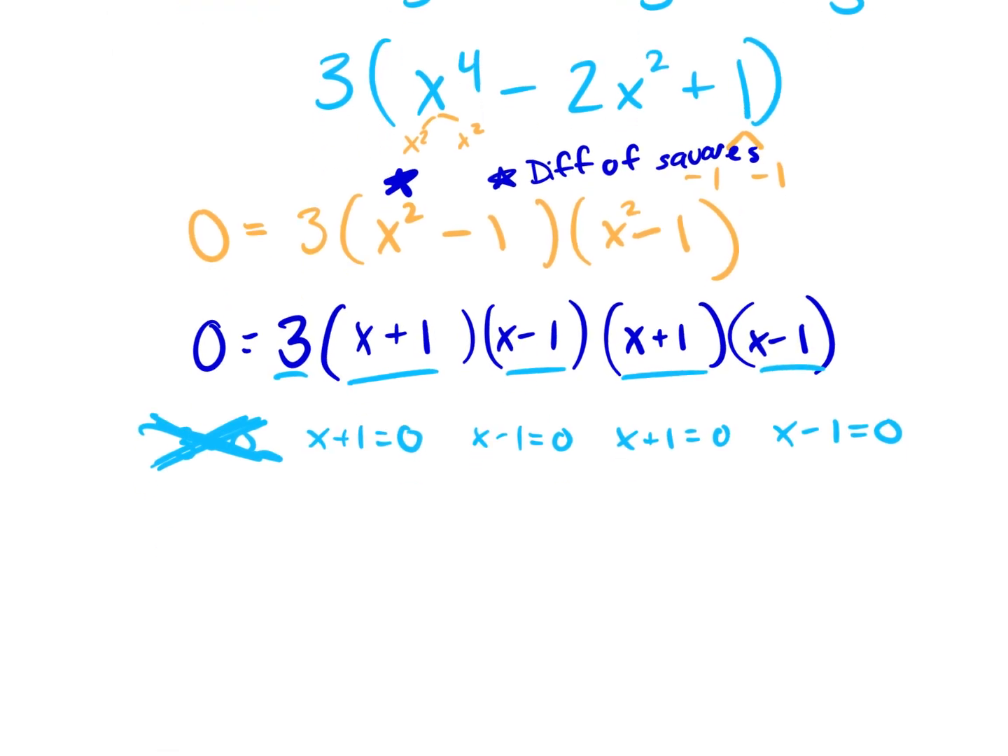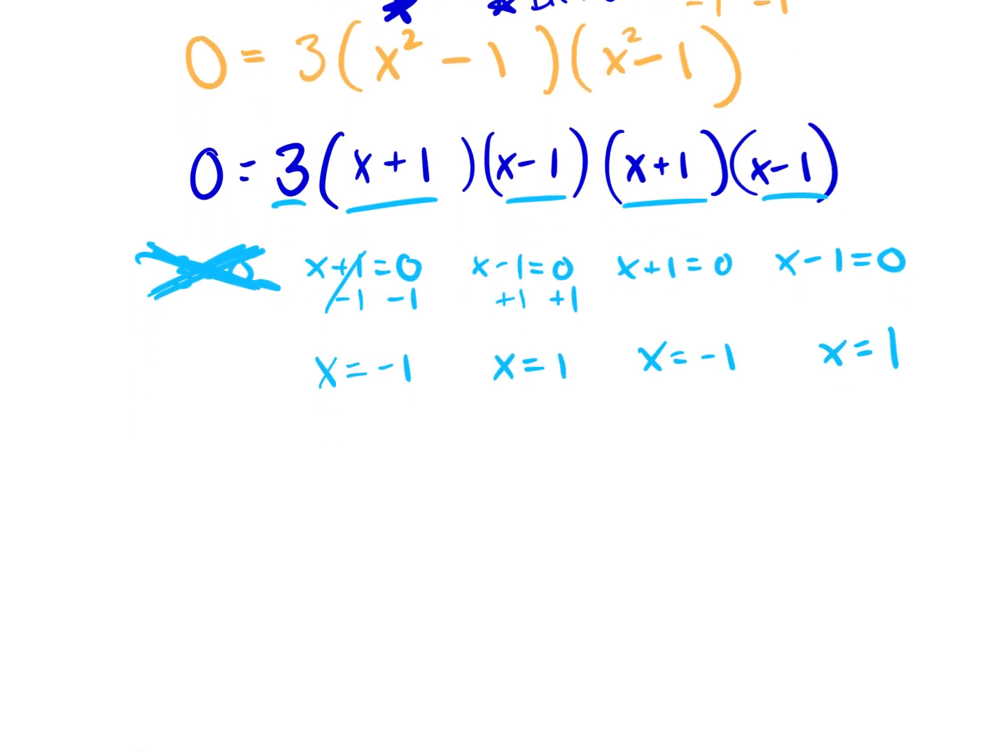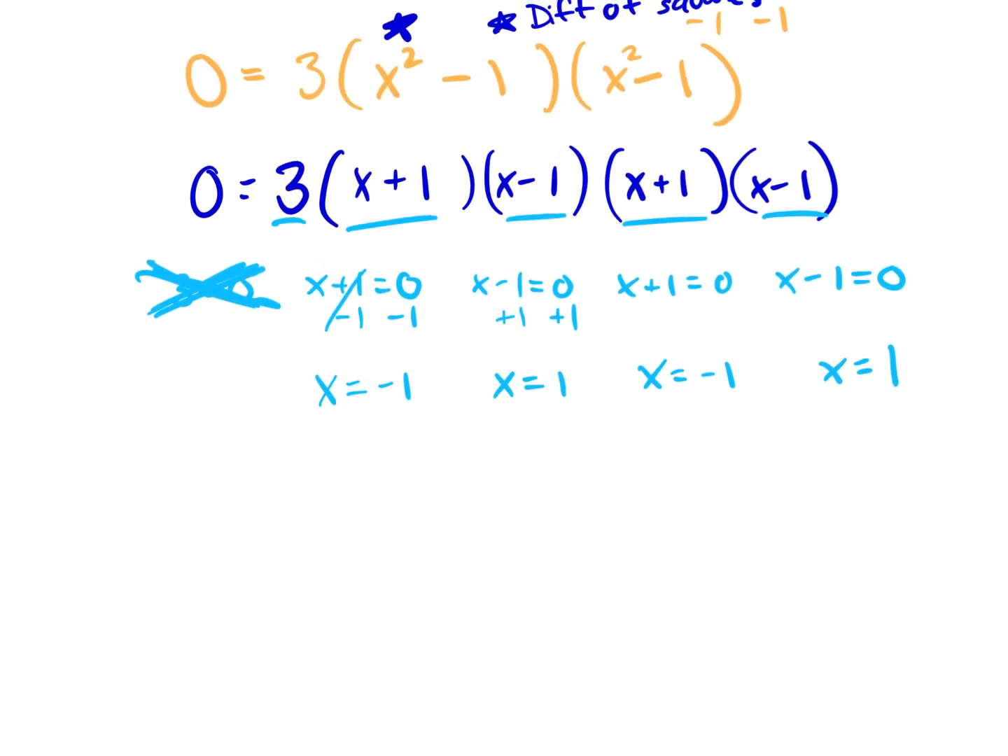What about x plus 1 is equal to 0? Awesome. We subtract 1 on both sides, so x is equal to -1. With the other one, I would add 1 to both sides, so x is equal to +1. And we get -1 and +1. So my two zeros are x is equal to -1 and x is equal to +1.